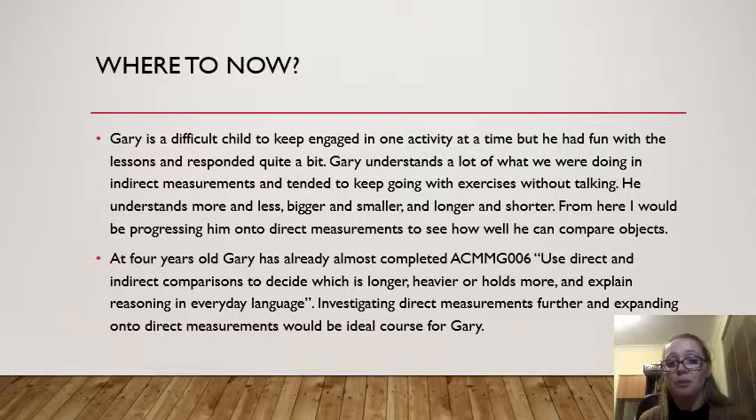He's only 4 years old and he's already completed most of ACM G006, which is use direct and indirect comparisons to decide which is longer, heavier, or holds more, and explains reasoning in everyday language, which is a foundation level elaboration. I thought this was pretty good for a 4-year-old, and like he is on track, even though he does have a bit of trouble concentrating and getting into lessons.